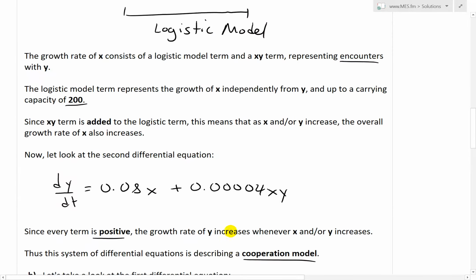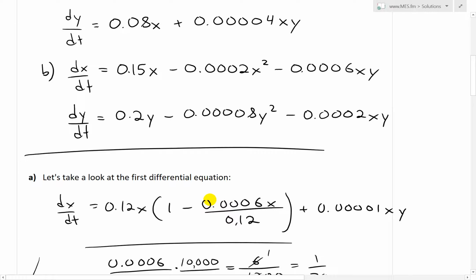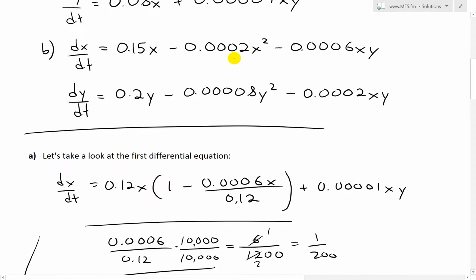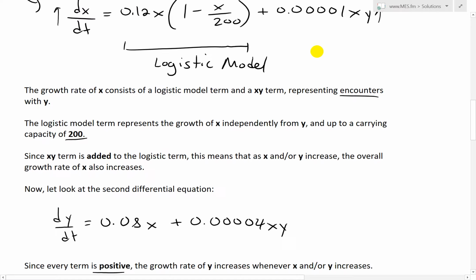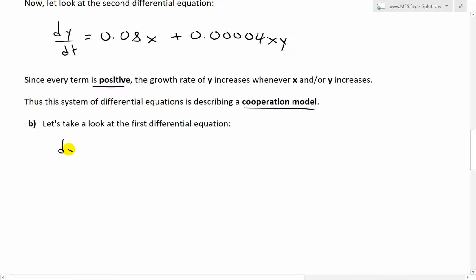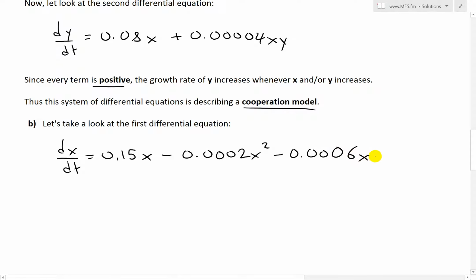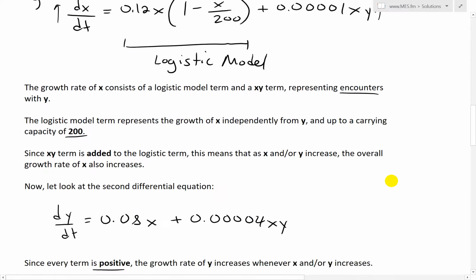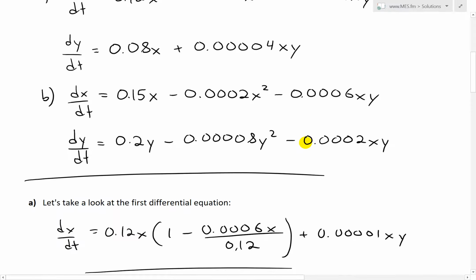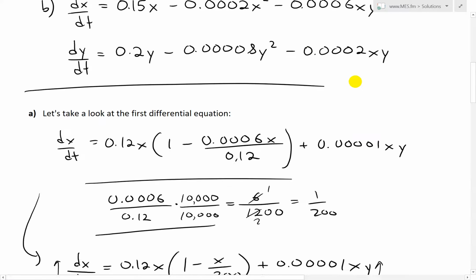Just to recap, the first term is 0.15, and then there are 3 zeros and a 2, and 3 zeros and a 6. So we have dx over dt equals 0.15x minus 0.0002x squared, and then minus 0.0006xy. Just to double check, we have 3 zeros and a 2, and then 3 zeros and a 6.